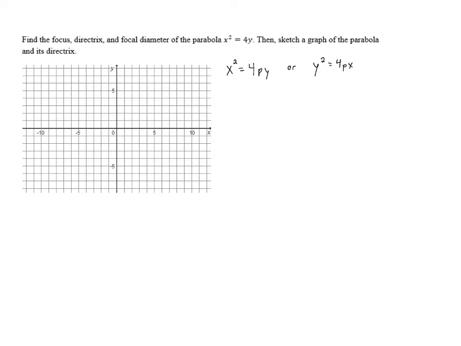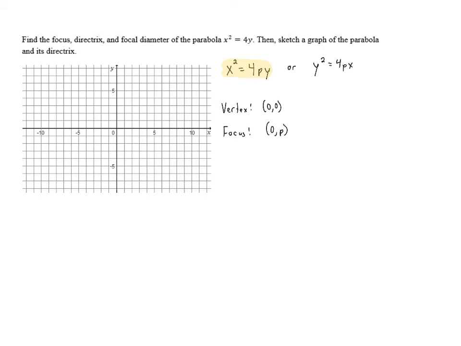In this case, because it is the x that's being squared, we know that we're in this first situation, and so we'll use what we know about parabolas in this form. In particular, we know the vertex is at the origin, which will be helpful for graphing, even though we weren't asked for it. The focus is at the point 0, p.